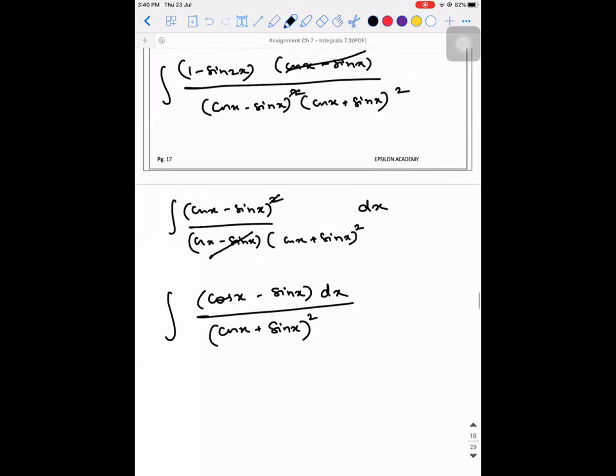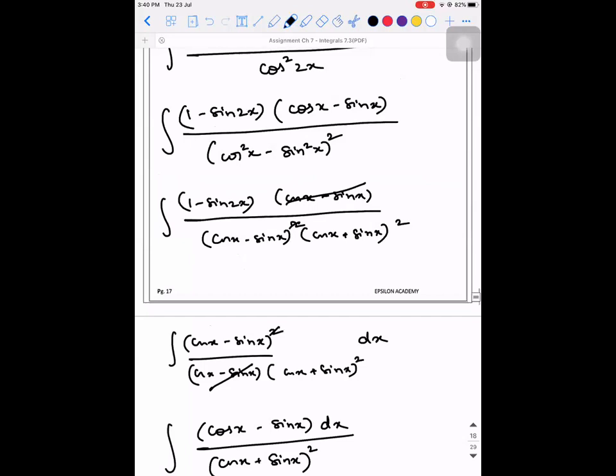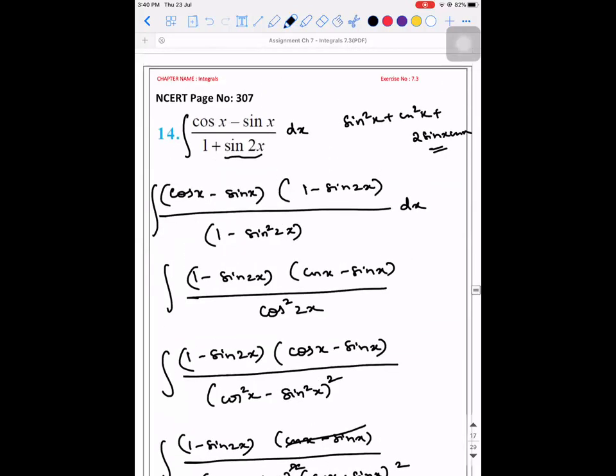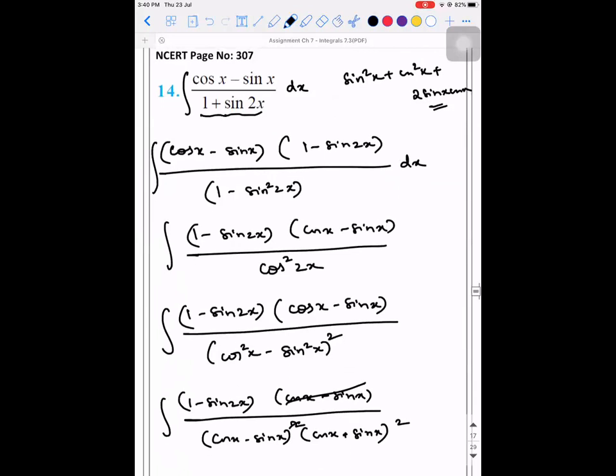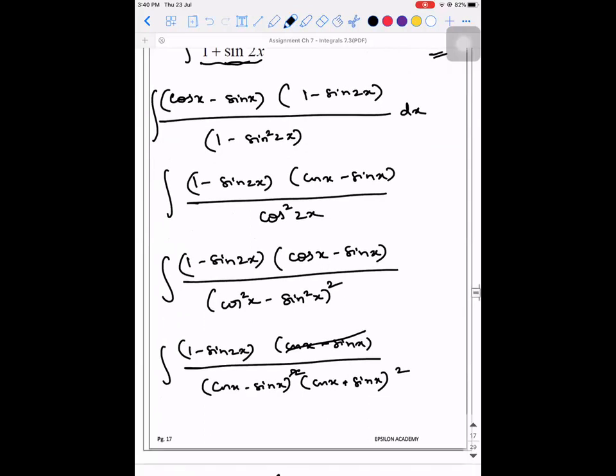Is there anyone who's not clear with what I did? So the first idea I got is rationalizing it. When I rationalize it, I get 1 minus sin square 2x. So 1 minus sin square theta is cos square theta, so cos square 2x. But cos 2x is cos square x minus sin square x, the whole square.